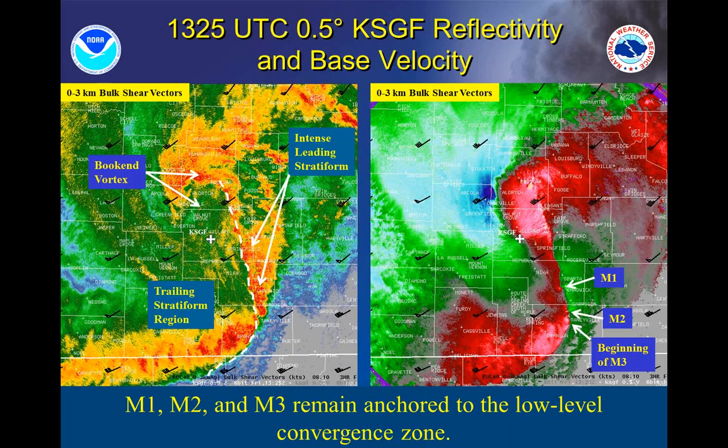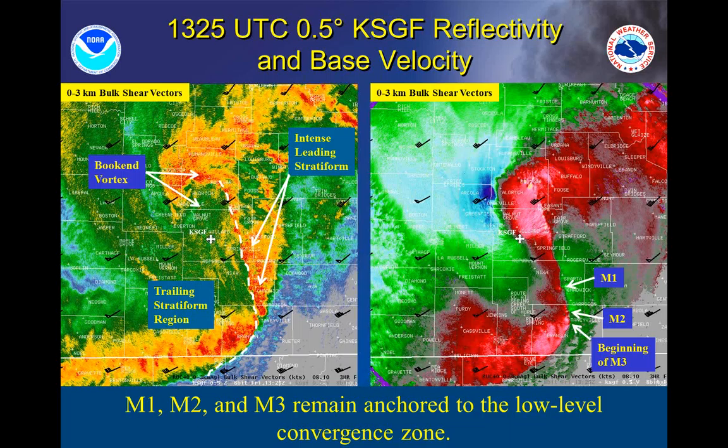And one thing we really started to see is as these mesovortices moved into the leading stratiform area, they really redistributed the intense leading stratiform precipitation back to the west. And it was a very unique appearance on radar. You saw a lot of these curlicue hook-like appendages to these mesovortices. A lot of times you don't have that intense leading stratiform. So you're talking about redistributing 50 to 60 dBZ reflectivities back to the west. Very unique appearance to those.